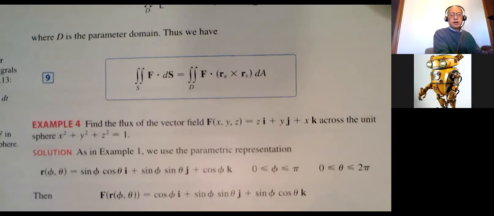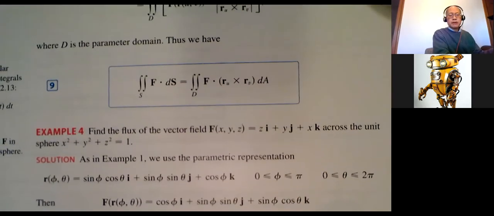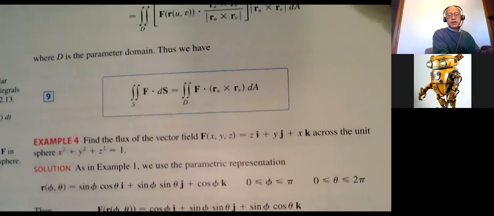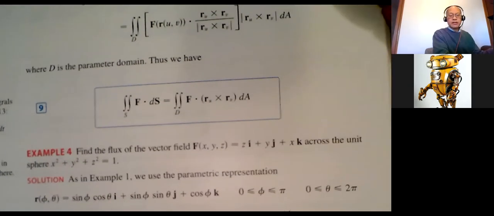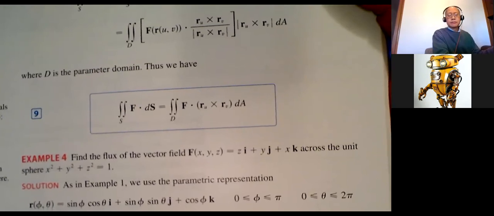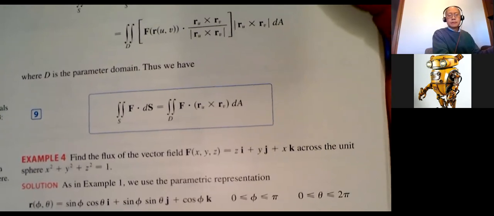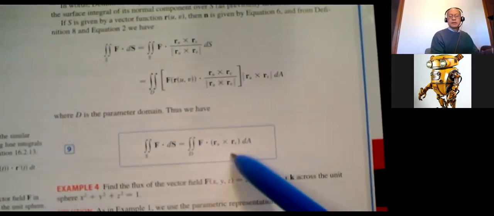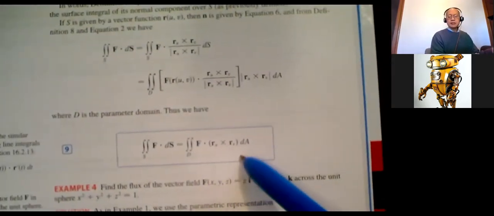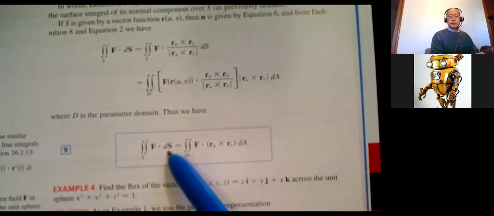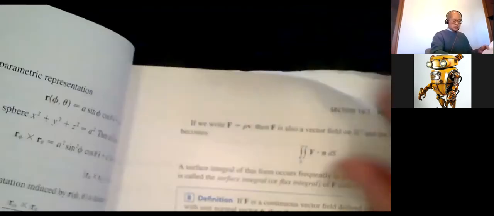And here's another one, a lot of formulas here. Double integral of F dot dS, F dot r_u cross r_v dA, which is another way of saying dS. And I should say this is non-bold S, scalar, as opposed to vector bold S.